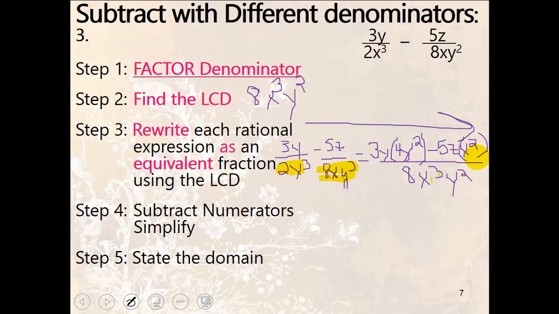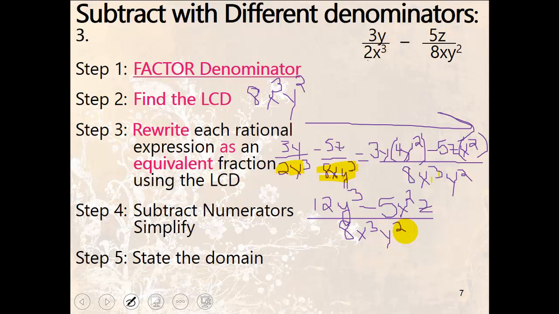So my numerator becomes 12y cubed minus 5. I'm just going to do this in alphabetical order. X squared z all over 8x cubed y squared.